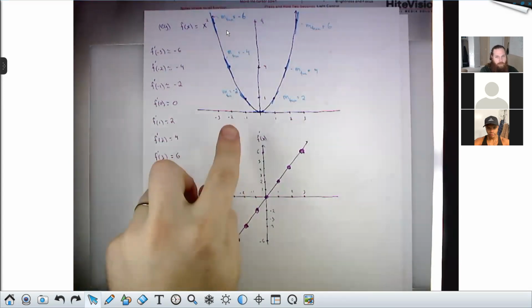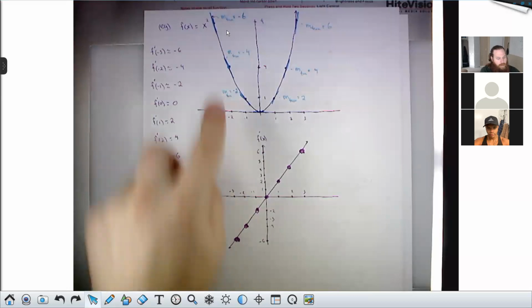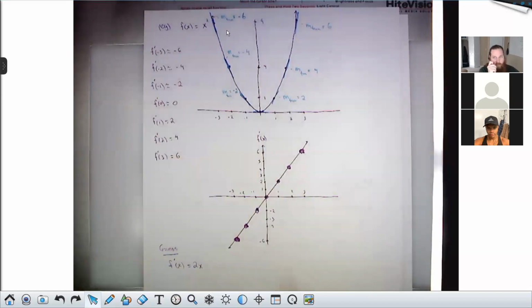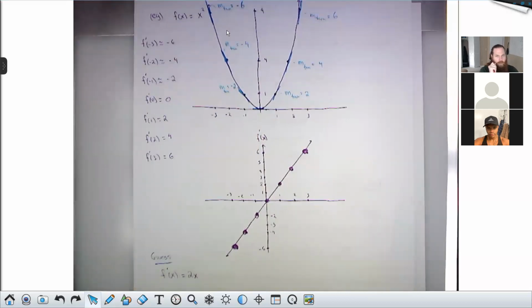Copy down the graph of the original, get in there and draw in some tangent lines, guess at their slopes. It doesn't have to be perfect, just guess at their slopes, and then use that to sketch a graph of the derivative, exactly as we've done here. Are there any questions about that process that I want you guys to go through for the homework?